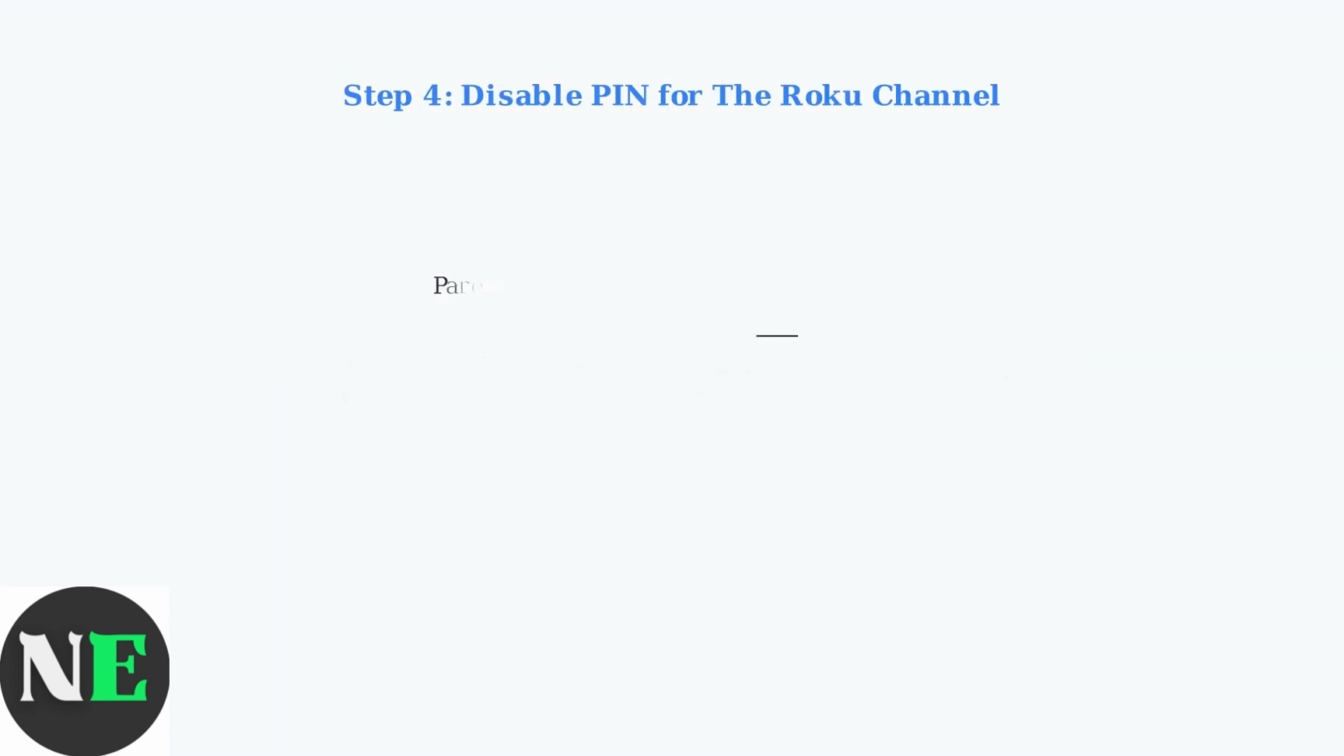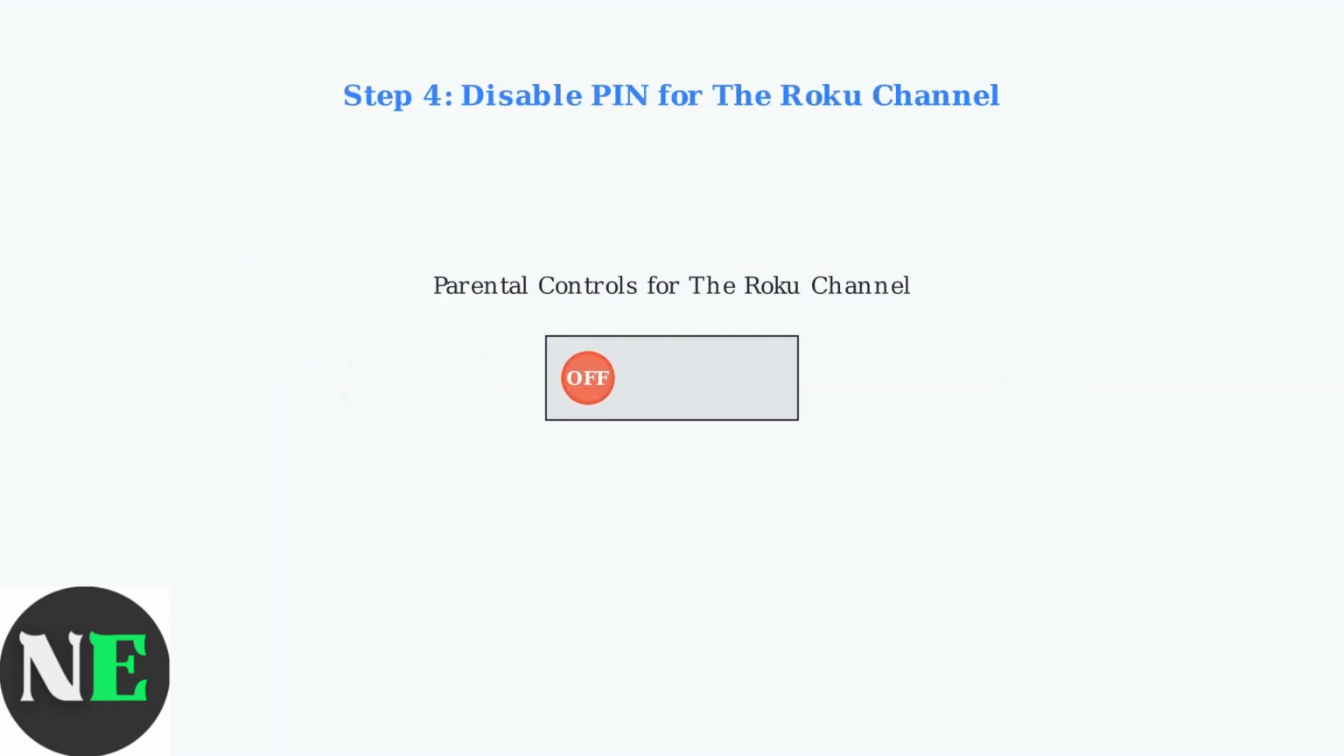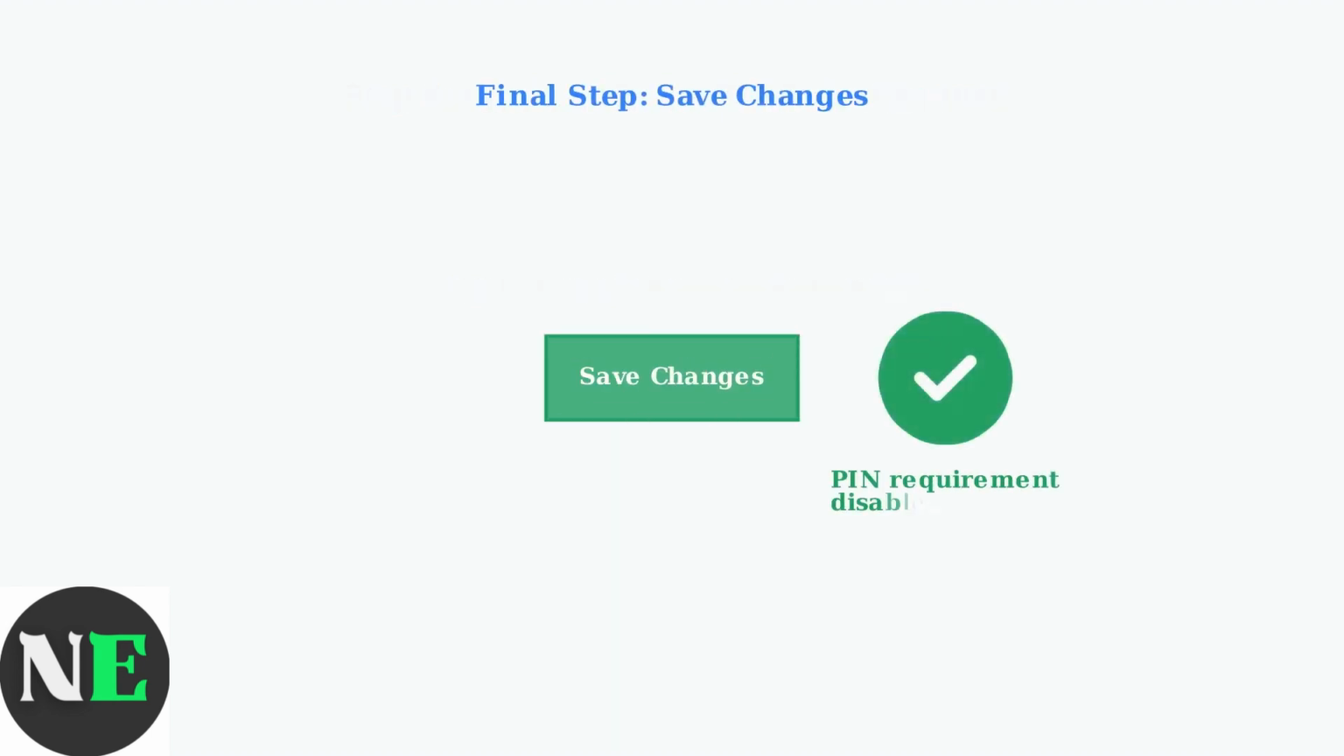If you also want to disable the PIN for the Roku channel specifically, go to Parental Controls for the Roku channel and select Off. Finally, click Save Changes to apply your settings. The PIN requirement for adding channels and making purchases on your Roku device will now be removed.